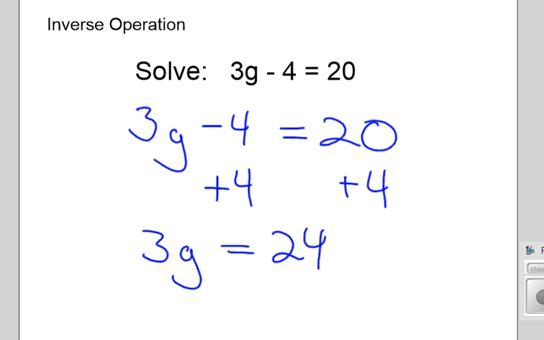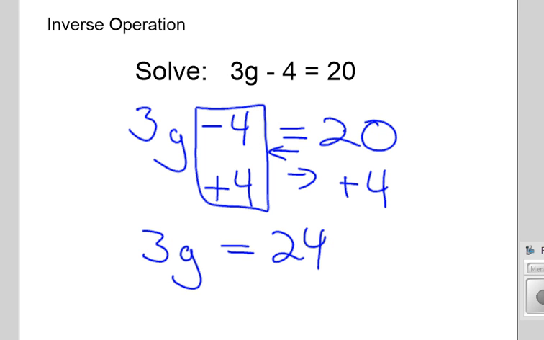Adding plus 4 to this side eliminates the negative 4, because a negative 4 plus a positive 4 equals 0. But because I do it to the left side of the equal sign, I also need to do it to the right side of the equal sign. That's where I get the 20 plus 4 to give me my 24. Now, from here, we're going to solve to get n alone.